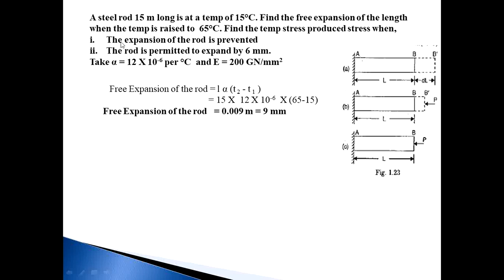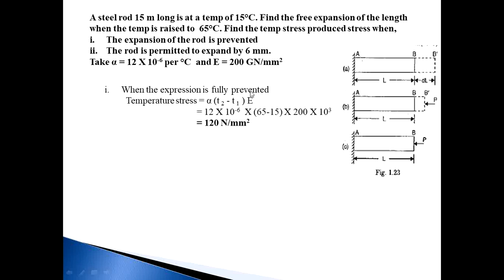Then the second case is where the expansion of the rod is prevented. Suppose AB is 15 meter length, and delta L, the free expansion of the rod, is 9 mm. I want to restrict this free expansion of 9 mm, so I apply this P force at point B, and the expansion is totally prevented.